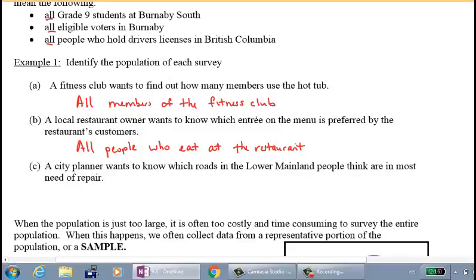And if the city planner wants to know which roads in the Lower Mainland people think are in most need of repair, well, you should really survey all the drivers who use the roads in the Lower Mainland.